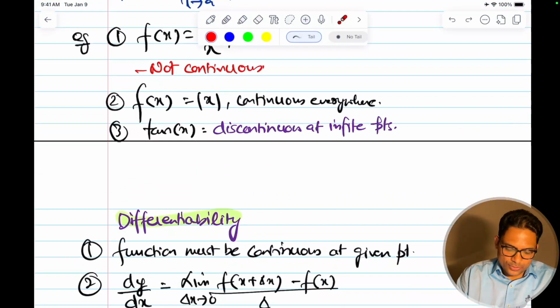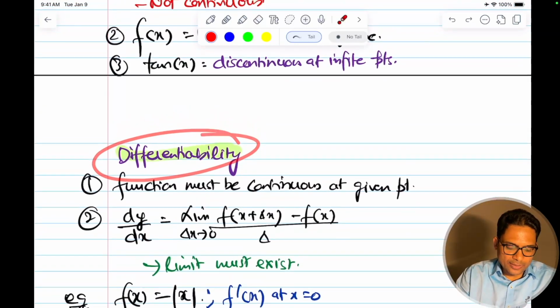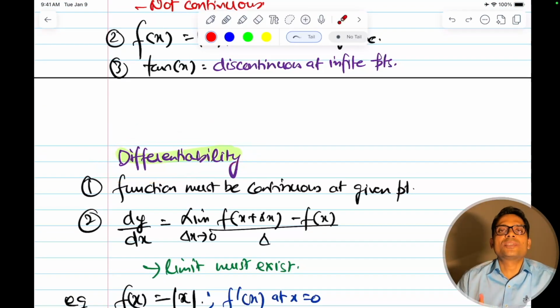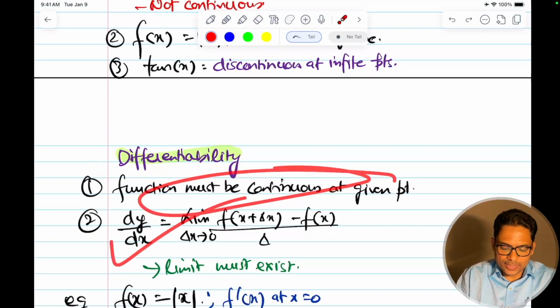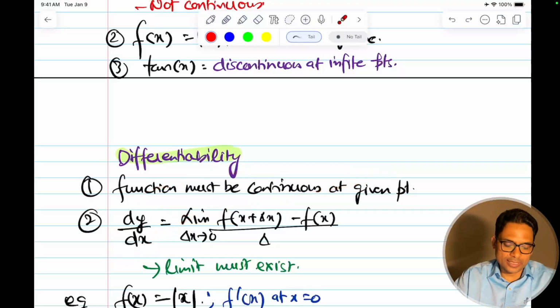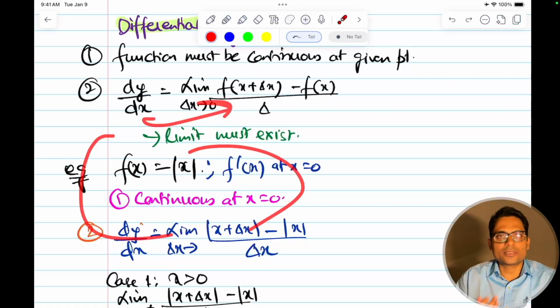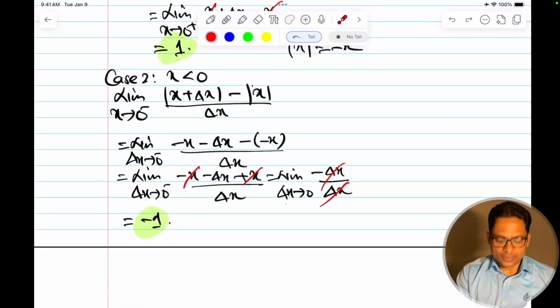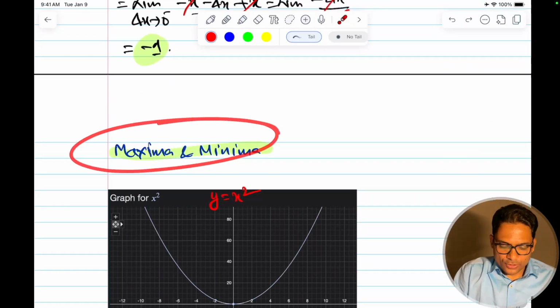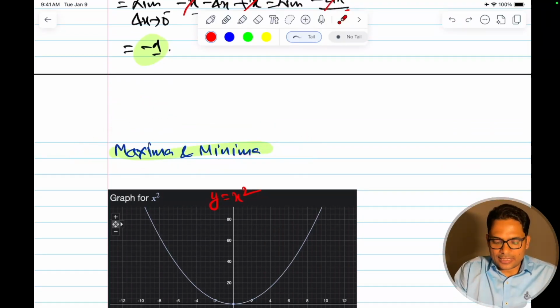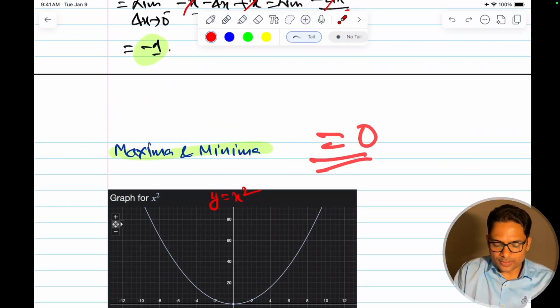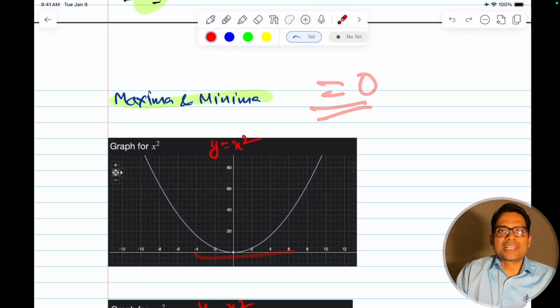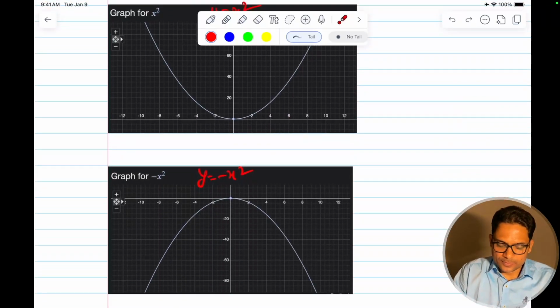So for differentiability, the prerequisite is that the function must first of all be continuous, and the second thing is the limit should exist. That's why we studied limit and continuity. Once we know that the function is differentiable at a point, we can do further tests, which is the test for maxima and minima. If the derivative of any function is equal to 0, then that is a point of optima, maxima or minima. That is called a critical point.